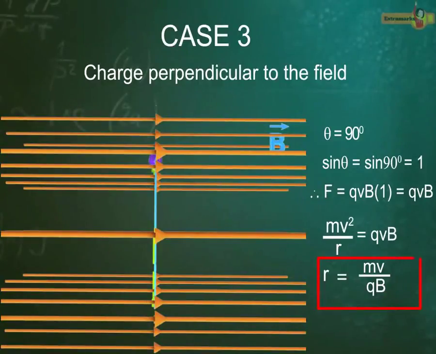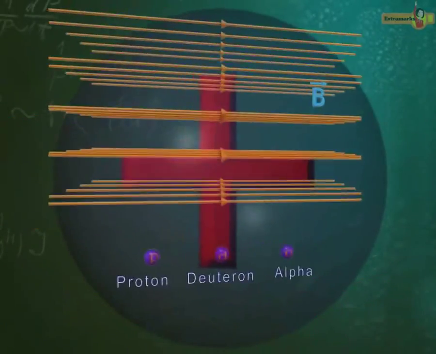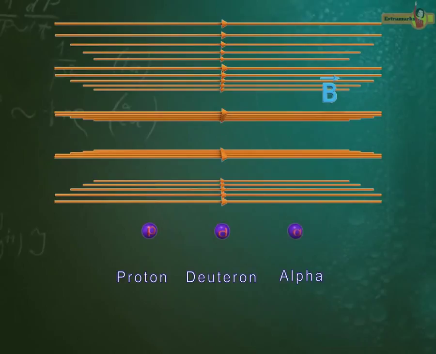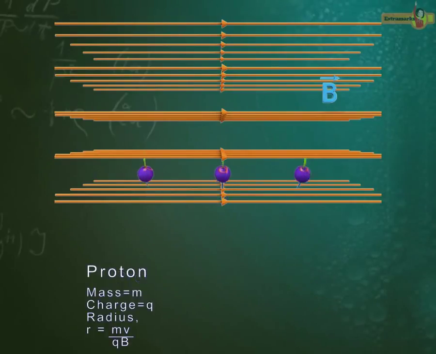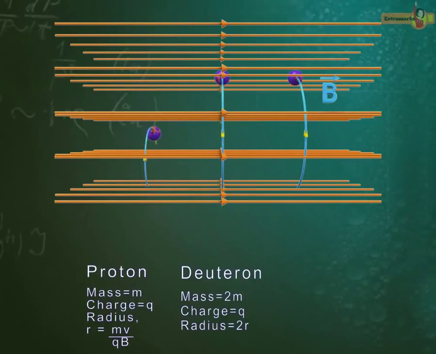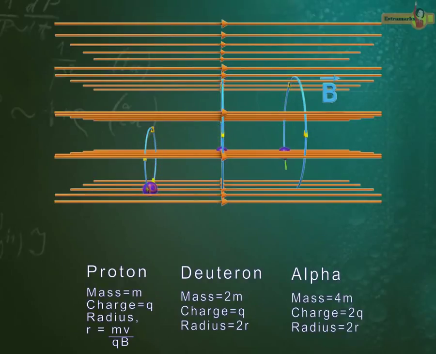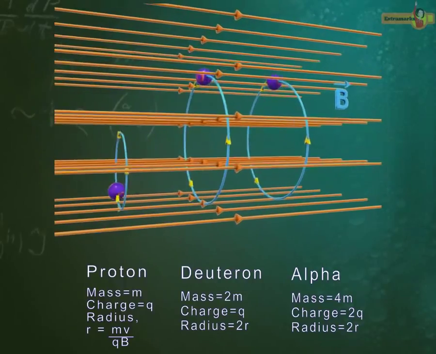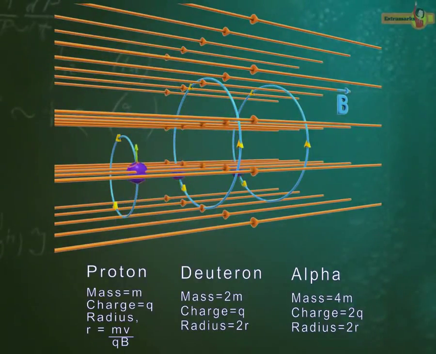We now consider three different charged particles: proton, deuteron and alpha particle moving with the same velocity v in the same direction in the given uniform field. As soon as the magnetic field is applied, all three of them start moving in a circular path. Since the radius of the circular path depends on the charge and mass of the particle, it will be different for different particles.